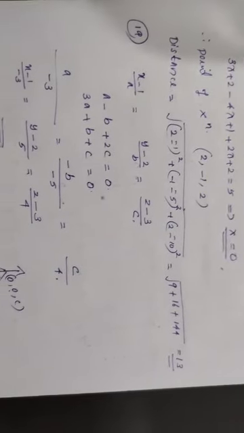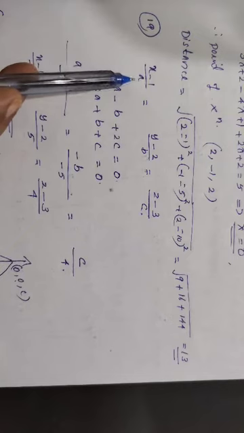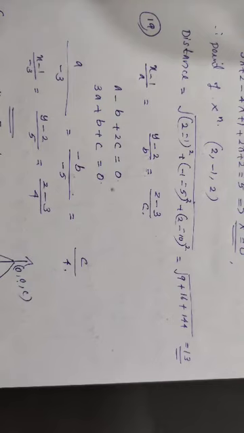Then question number 19. Find the vector equation of a line passing through the point 1, 2, 3 and parallel to the plane. What is the equation of a line passing through the point x1, y1, z1? It is (x minus x1)/a equal to (y minus y1)/b equal to (z minus z1)/c. Here x1, y1, z1 is given as 1, 2, 3. We can write the equation as (x minus 1)/a equal to (y minus 2)/b equal to (z minus 3)/c.